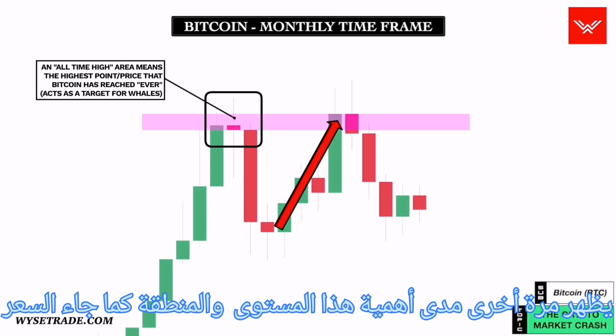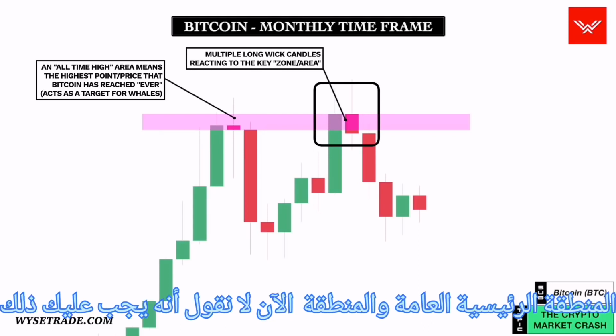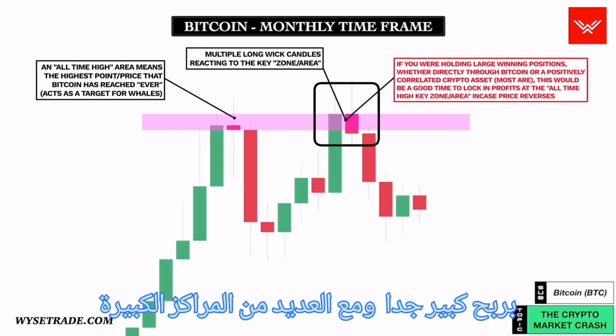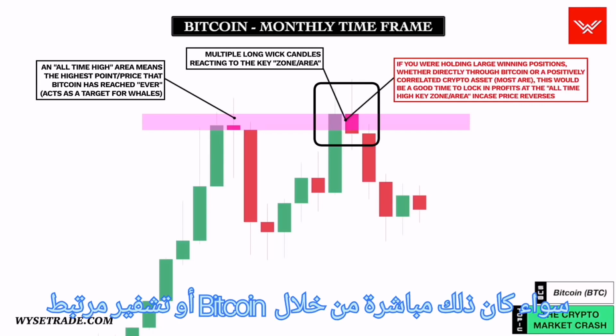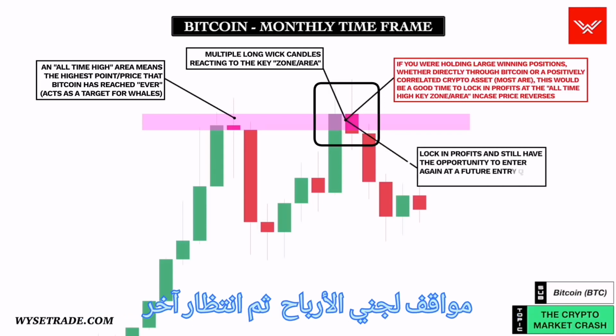As price came up to this level, you had multiple long wick candles reacting to the general key area and zone. Now, we're not saying you should have shorted Bitcoin, but if you were a holder who was running with a very large profit and with many large positions, whether directly through Bitcoin or a correlated crypto asset, this would be a good time to consider closing out positions to lock in profits and then wait for another possible future entry point.